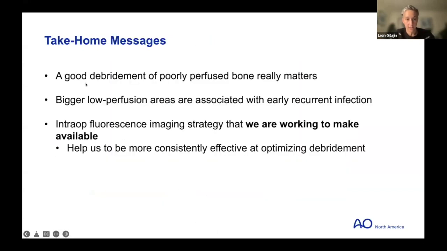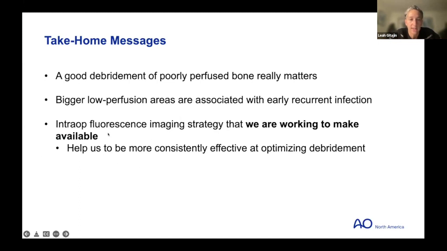Just take-home messages from this work: this really quantitatively shows us that a good debridement of this poorly perfused bone really does matter in a way that we haven't been able to show before. We say this a lot, but we haven't actually been able to quantitatively show that in the past. It seems clear that these bigger low perfusion areas are associated with early recurrent infection.